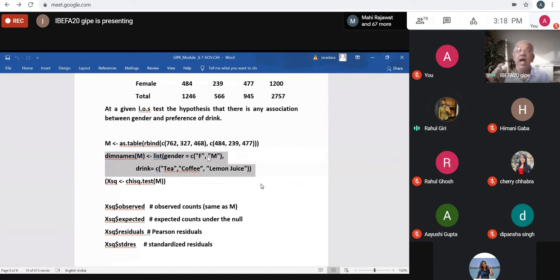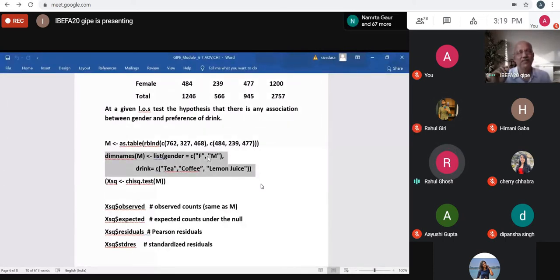Yes, sir. I understood that dim is the dimension, and the names is basically what we are giving as the attribute. So that is dim names. So what is list doing there? Dim names will be the function form for getting the final output. But basically, this list is just storing these parameters that we are giving to our dimension. Yes, they are giving for the row, they are giving for the column.